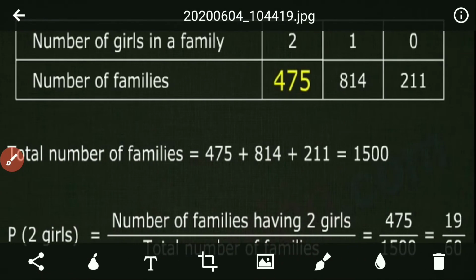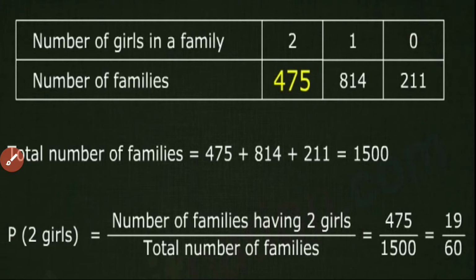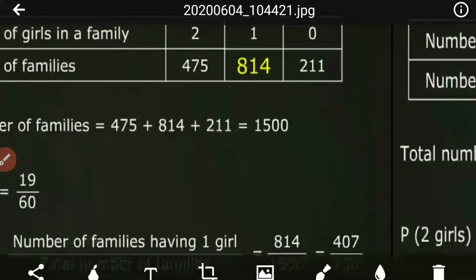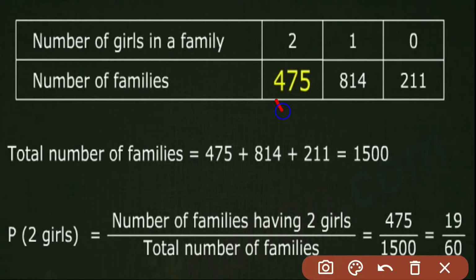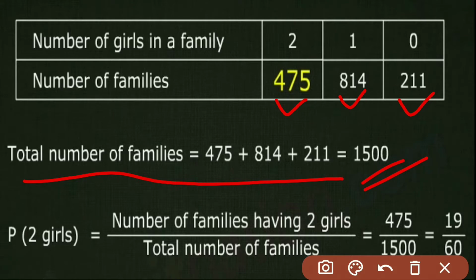Let's see the first condition, the probability for 2 girls. The number of families with 2 girls is 475. You know the table. Here is the first part of the solution. The total number of families is 1500. How did 1500 come? 475 with 2 girls, 814 with 1 girl, 211 with 0 girls. The total number of families is 475 plus 814 plus 211, which gives you 1500 families in the society.